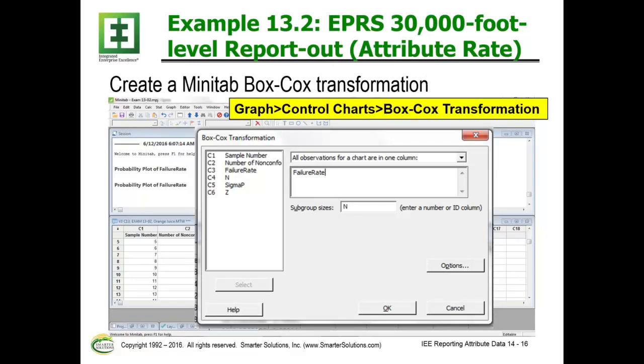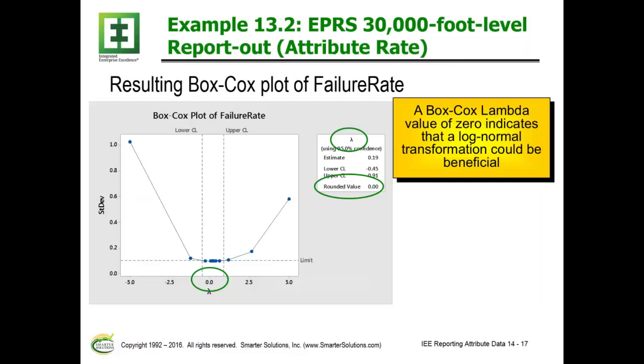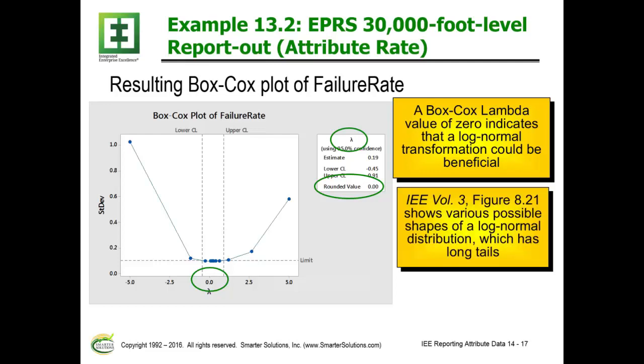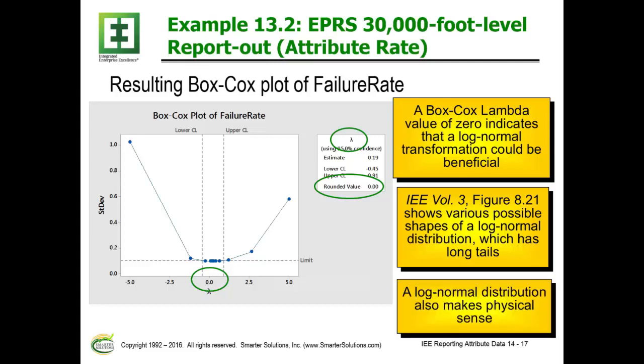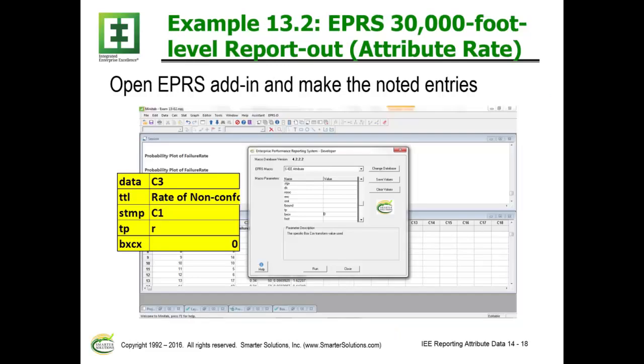One thing you can do is go into Graph, Control Charts, Box-Cox transformation. Since it seems like it has a minimum point at 0, and the log normal distribution is equivalent to a Box-Cox lambda of 0, we say it looks like a log normal transformation works quite well. In volume 3, I do show various shapes that log normal distributions can have, for people that have that kind of interest. For this particular situation, a log normal distribution does make physical sense. I think that's one important thing to consider whenever you're doing transformations.